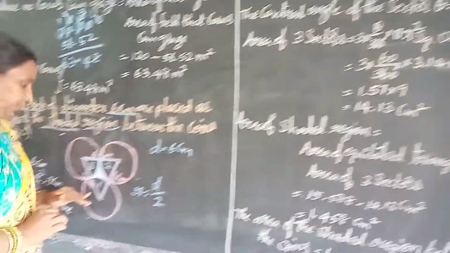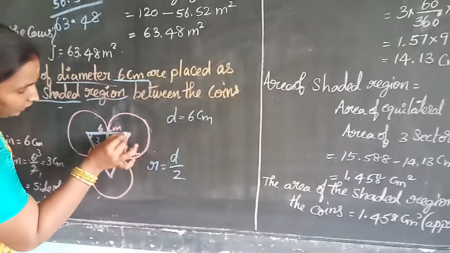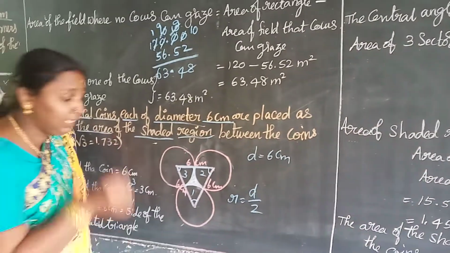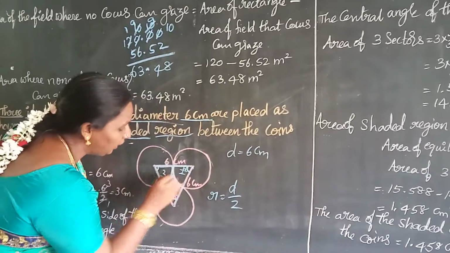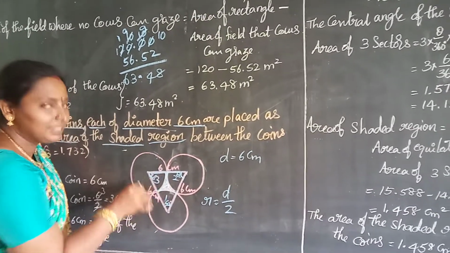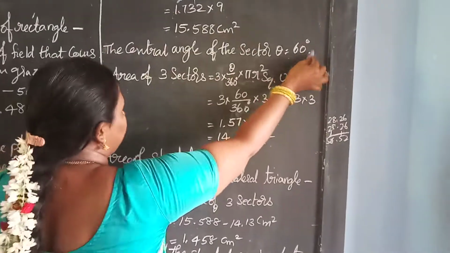Okay, now the central angle of this sector. So moving on to this figure, what will be the angle here? In an equilateral triangle, each angle should be 60 degree. So each angle in this triangle should be 60 degree. This 60 degree is the central angle of this sector. So the central angle of the sector, theta, equals 60 degree.